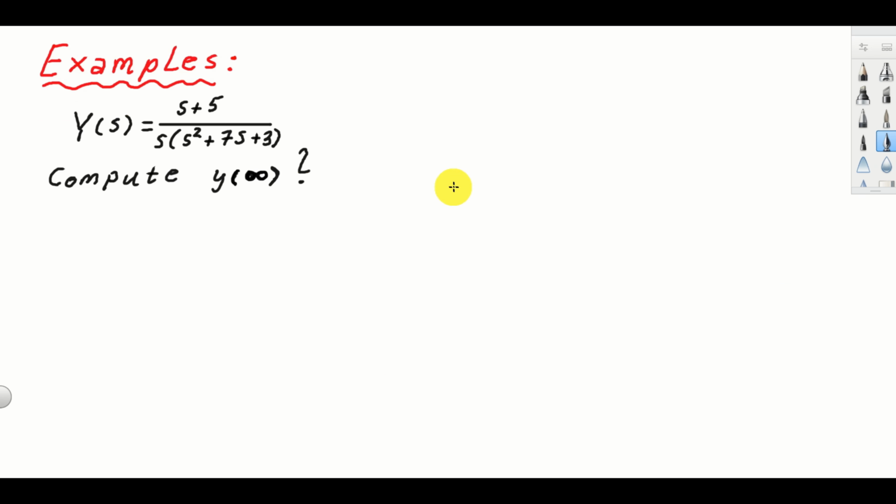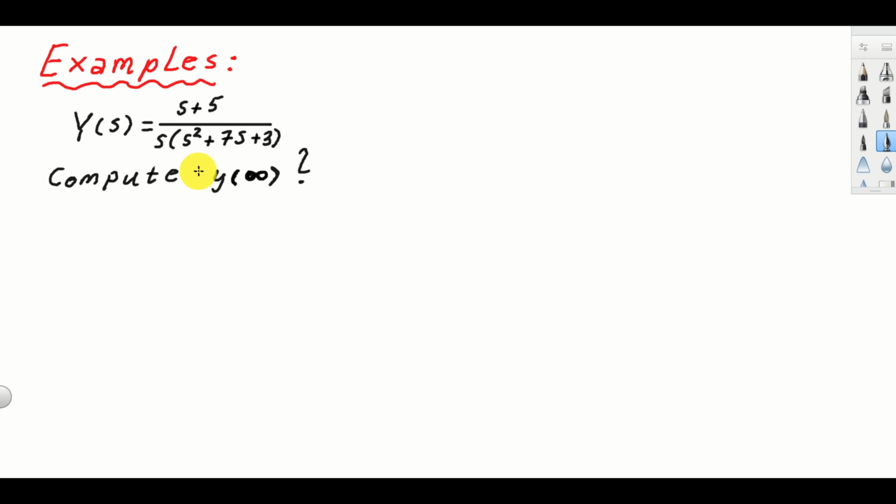Okay, let's start with examples. We are given the Laplace transform over here, and we want to compute the steady state value of the time domain signal. That is, we want to compute in the time domain y(∞). So how to do that? First of all, we have to make sure that we can actually apply the final value theorem. So what are the conditions for the application? Number one, all the poles of capital Y(s) should be strictly in the open left half of the complex plane, and we can allow for a single pole at 0.